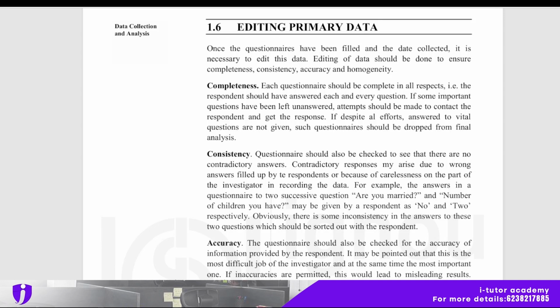Completeness. Each questionnaire should be complete in all respects. The respondent should have answered each and every question. If some important questions have been left unanswered, attempts should be made to contact the respondent and get the response.